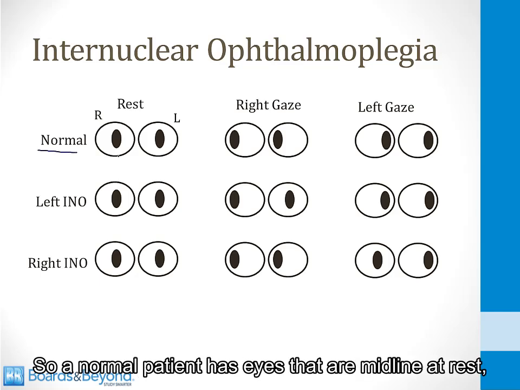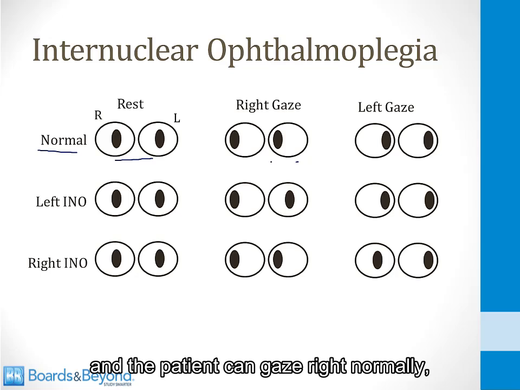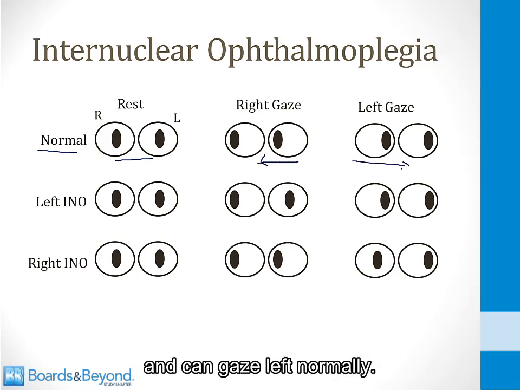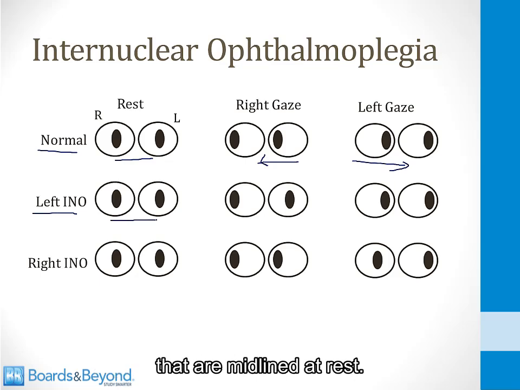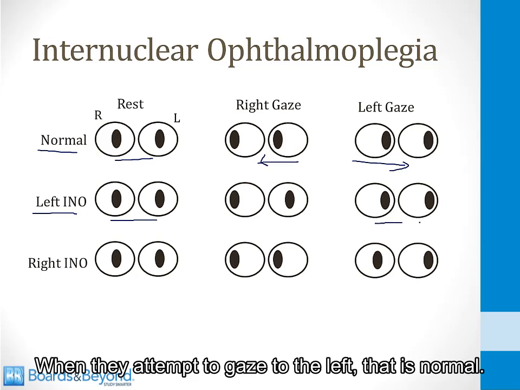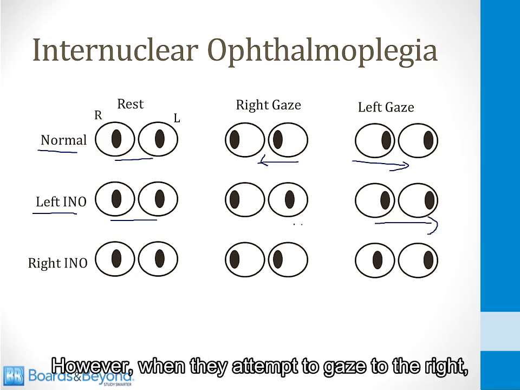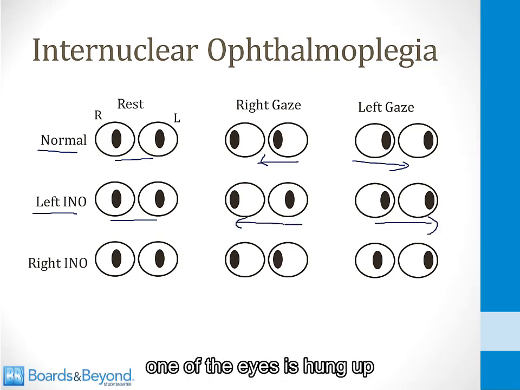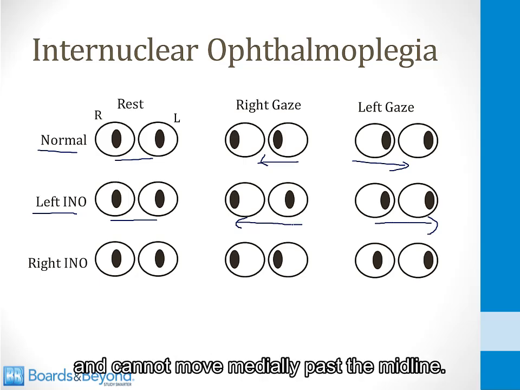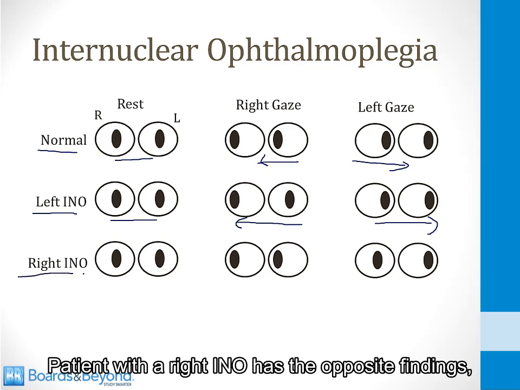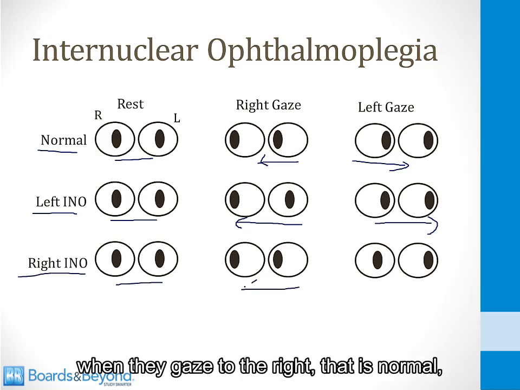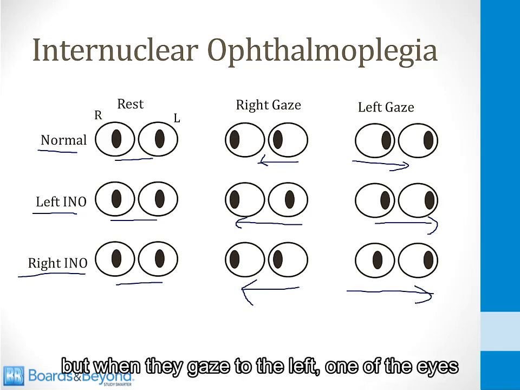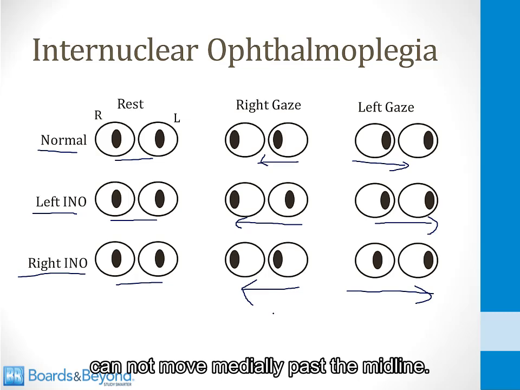So a normal patient has eyes that are midline at rest, and the patient can gaze right normally and can gaze left normally. A patient with a left INO will have eyes that are midline at rest. When they attempt to gaze to the left, that is normal. However, when they attempt to gaze to the right, one of the eyes is hung up and cannot move medially past the midline. A patient with a right INO has the opposite findings. The eyes are midline at rest. When they gaze to the right, that is normal, but when they gaze to the left, one of the eyes cannot move medially past the midline.